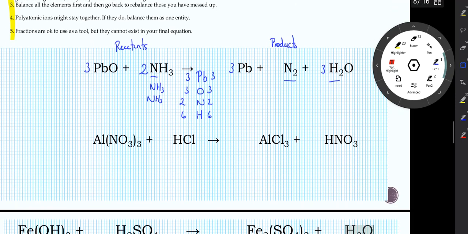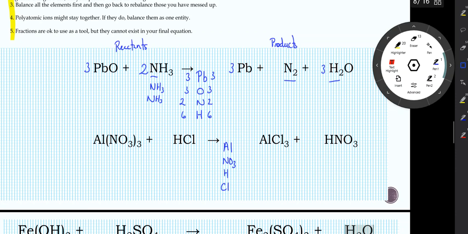This one has to do with polyatomic ions. Notice that I have NO3 on both sides of the equation. You don't have to do this, but a lot of times I just keep them as one thing. So when I balance this, I'll balance out Als. I'll balance out NO3s. Again, you can balance out the N's and O's separately. I'm going to balance out H, and I'm going to balance out Cl.